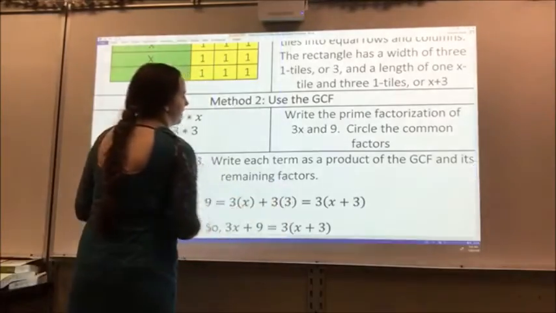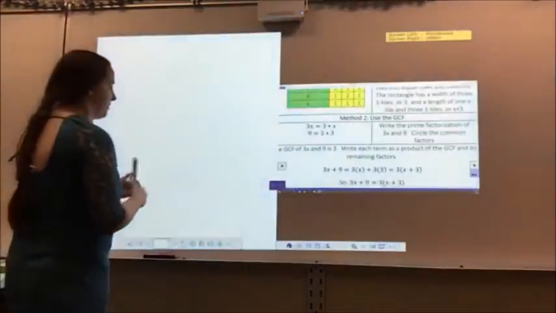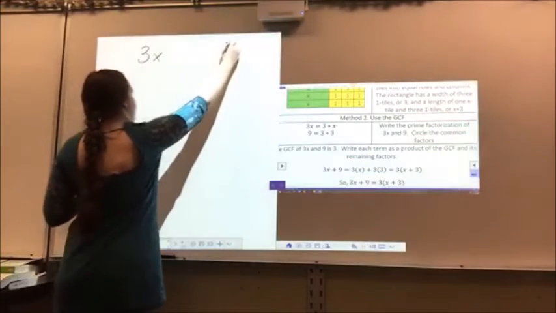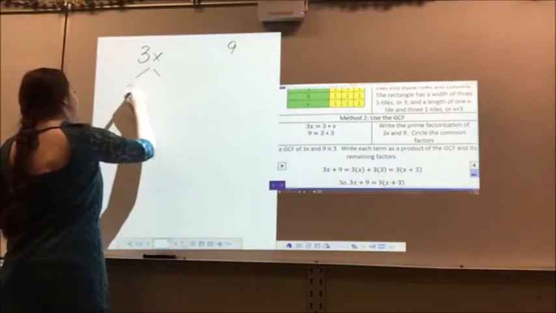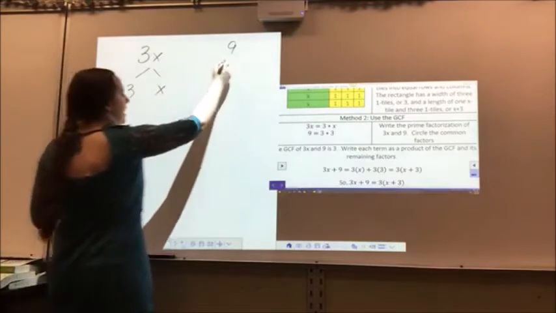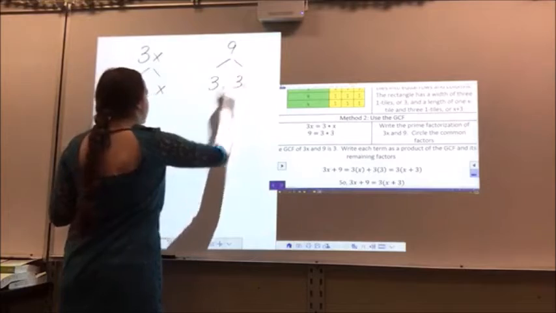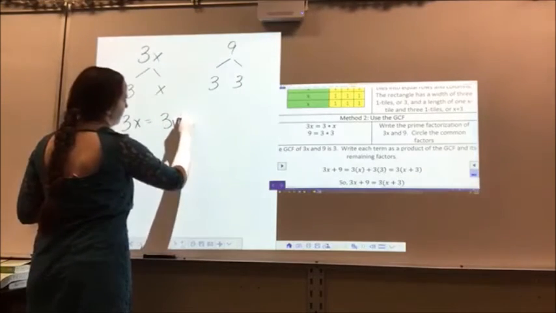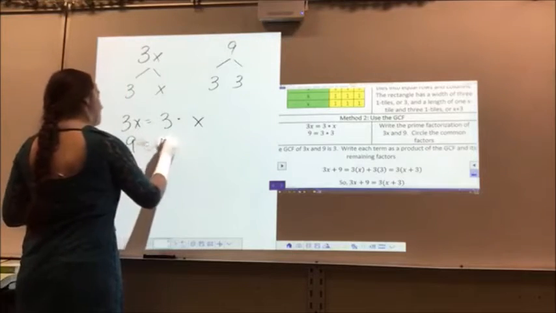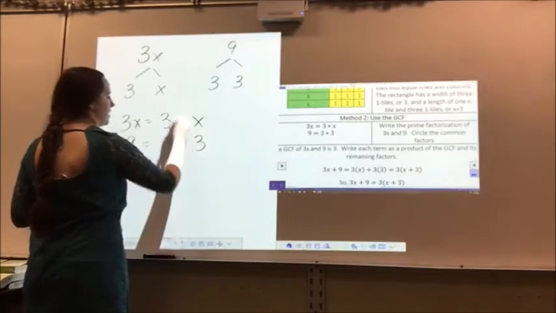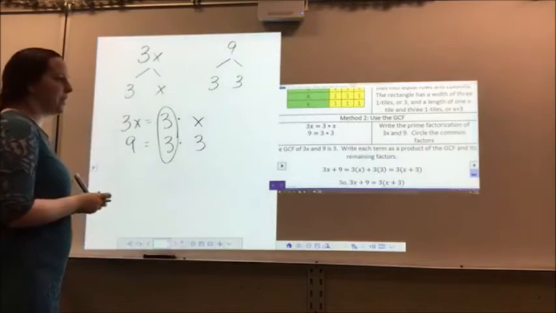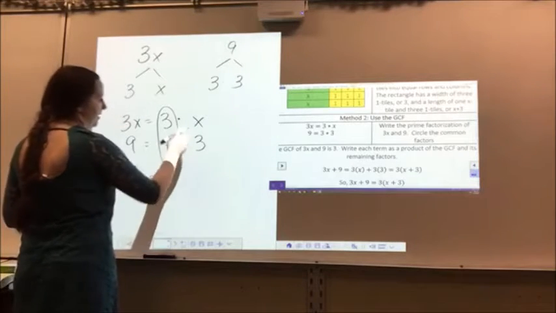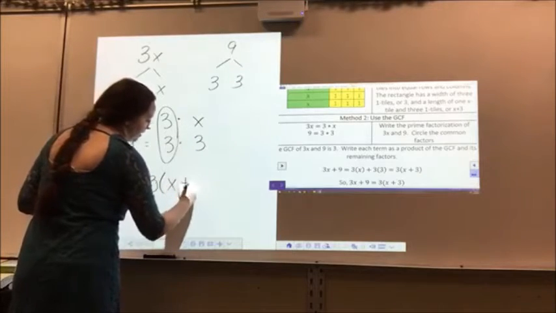So again, I'm going to figure out my GCF for 3x and for 9. Well, 3x is 3 times x, and 9 is 3 times 3. They both have a 3 in common, so that's what I'm taking out. 3 comes out front, and I'm left with an x plus 3.